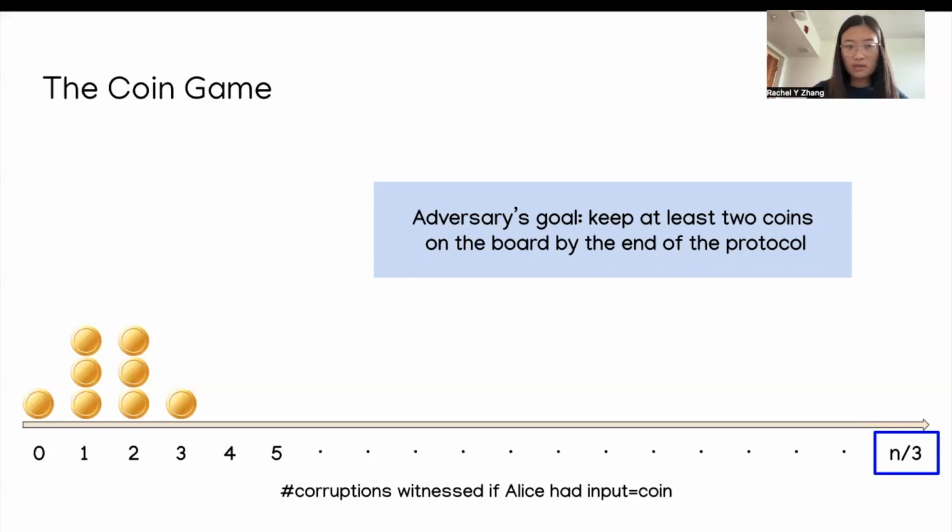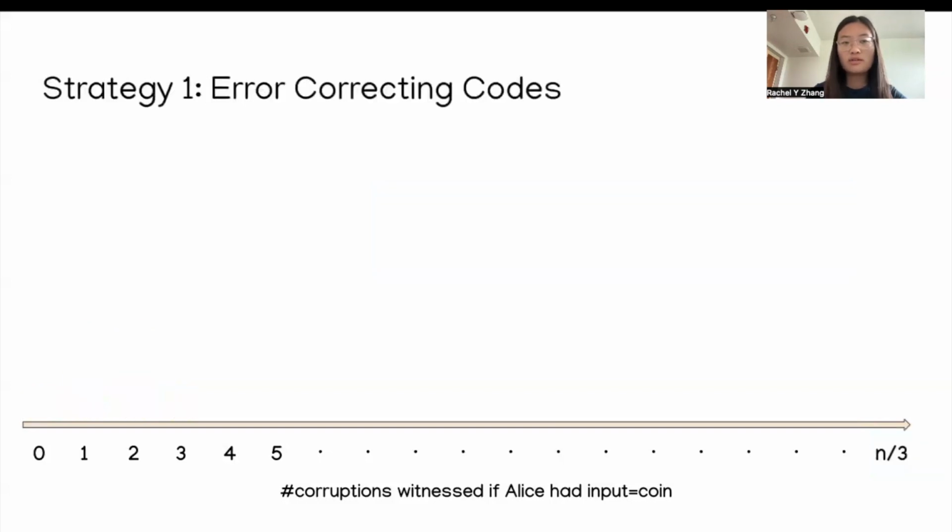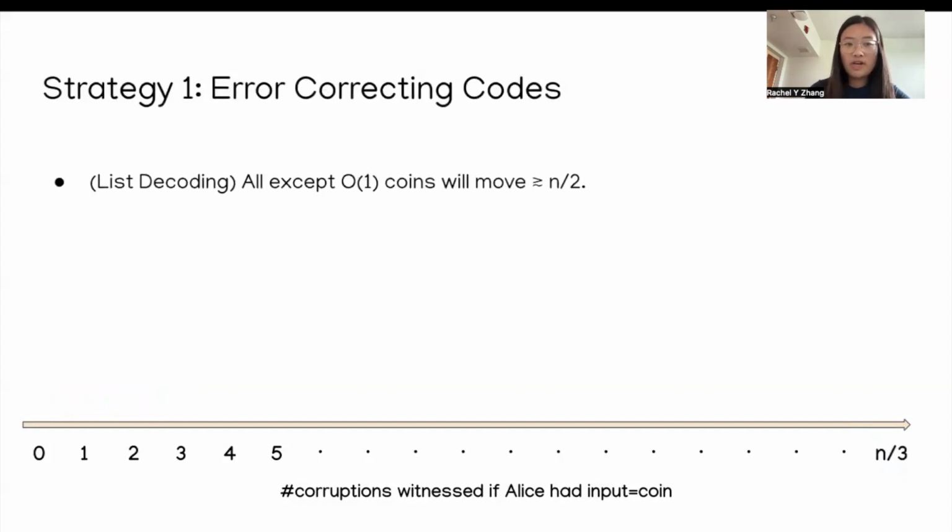So with this in mind, I want to talk about 2 strategies. The first strategy is just a standard one, just like standard error correcting codes. So in this strategy, Alice is going to send just ECC of X, which is going to be n bits long. And let's see what happens. This is a property of error correcting codes called list decoding.